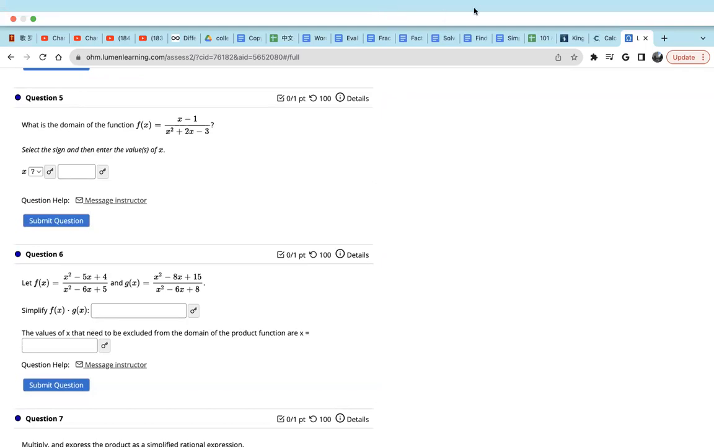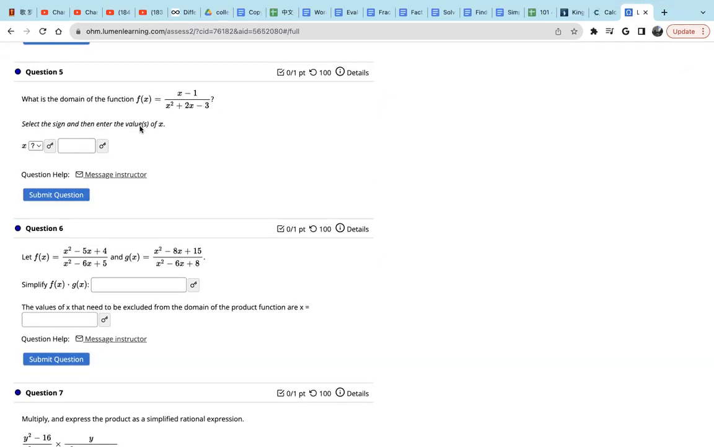Five, find the domain of this function. We want to factor the denominator, right? See when the denominator will be 0. So we can factor as x plus 3 and x minus 1, not equal to 0. So that means x not equal to negative 3 and x not equal to 1. Select the sign and then enter the values. I cannot click on it. Just x not equal to, like this. So you choose the sign not equal to, negative 3, comma, 1, right?